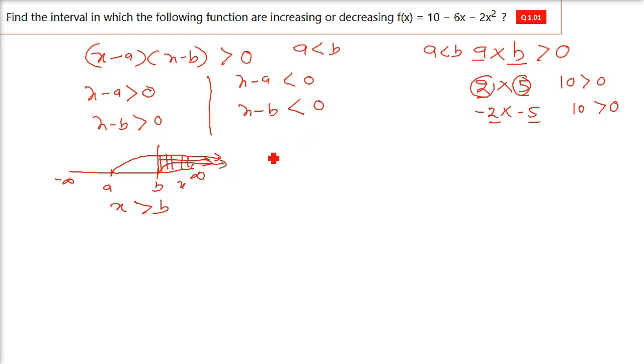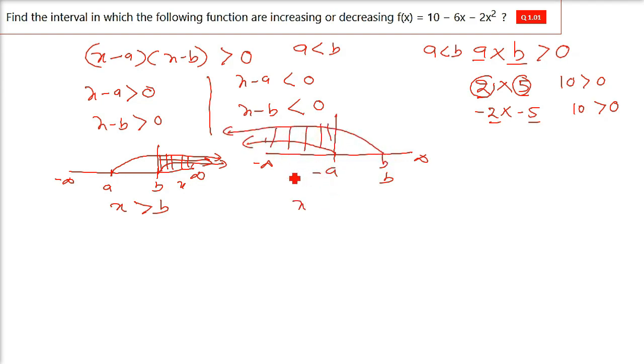Alright, now for the second condition where both are less than 0, this is minus infinity to infinity. This is a and b, a is less than b. x minus a less than 0, that means all this area. x minus b less than 0 means all this area. What is the common area? Anything which is less than a, any value which is less than a. So x less than a. Now we have to take all the values. So x minus a into x minus b greater than 0. So either x is greater than b or x is less than a. So this is the first condition.